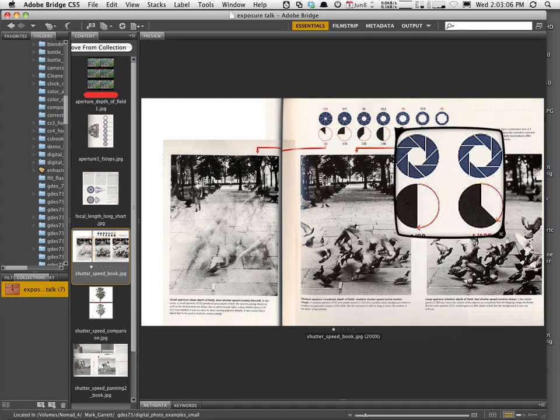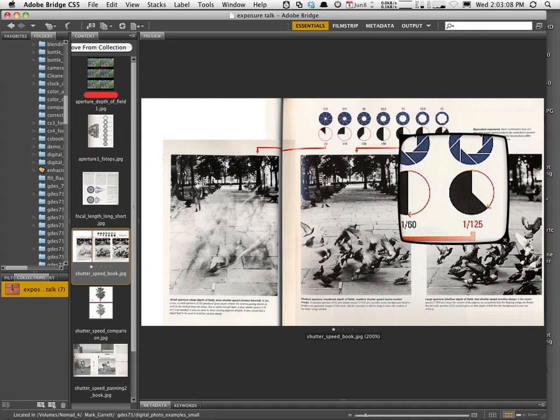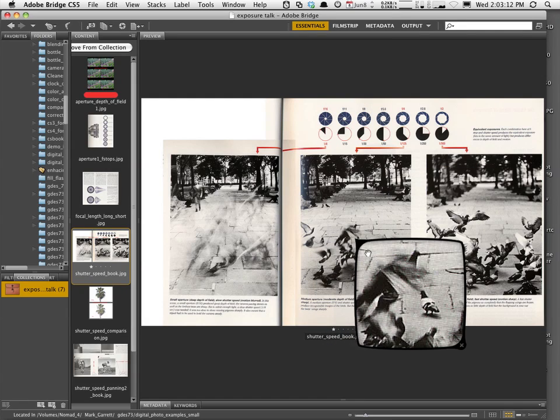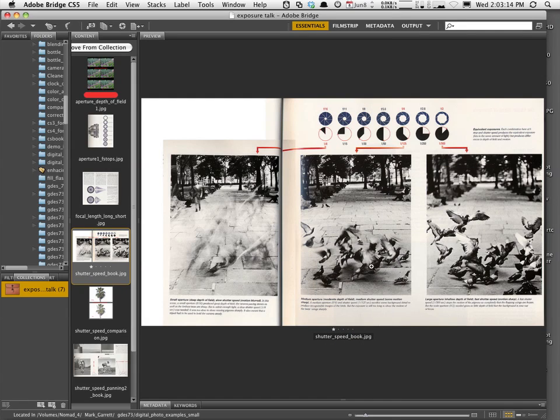This one is 125th of a second. You can see that some of the birds are kind of blurry, some of them are kind of not. Their wings are more blurry than their bodies because their wings are moving faster, so that's kind of in the middle. And then this one is 1/8 of a second, and you can see they're pretty much gone. They've disappeared almost because they've moved so much in 1/8 of a second.